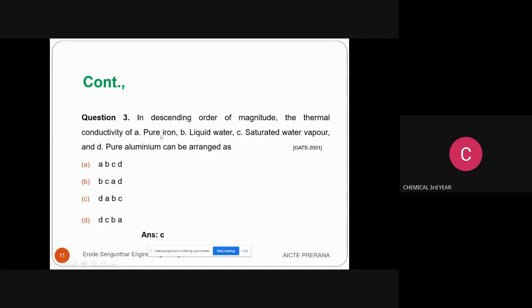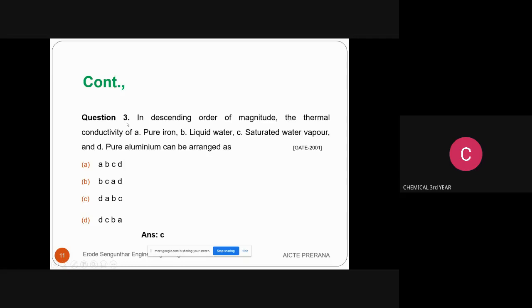Which of these four materials has the higher thermal conductivity? Definitely pure aluminium has the higher thermal conductivity. The next one will be pure iron, a metal. So first is D, and second is A, and third is definitely liquid water, because the last one is in gaseous condition only, right? So the third one is liquid and the fourth one is gaseous. If we map this, option C matches: D, A, B, C, pure aluminium, pure iron, liquid water, and saturated water vapor. So the answer for question number 3 is option C.